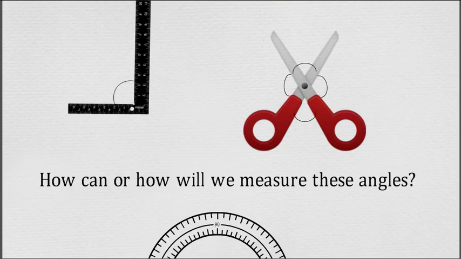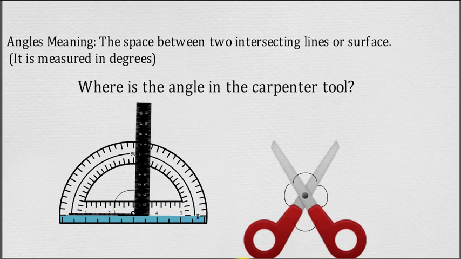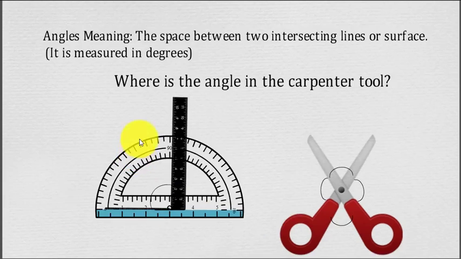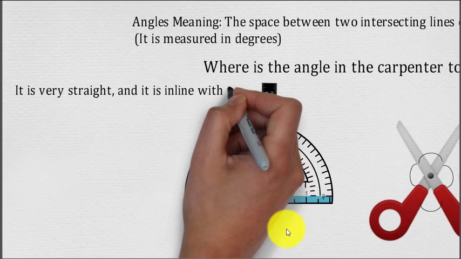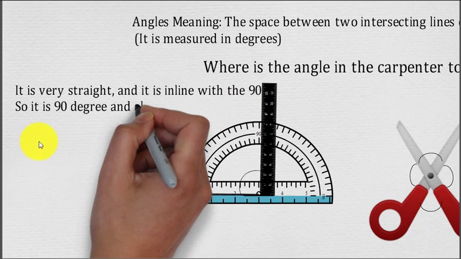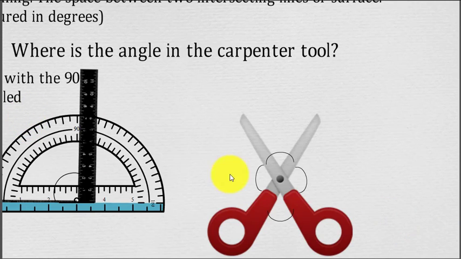Okay, now we will put the measuring scale here. So look here, the small middle point should be at the angle, at the intersecting point. If we put it here and we see that it is at 90 degrees, yes, it is very straight. This scale is in line with 90, so it is called 90 degrees. When it is 90 degrees, it is also a right angle.